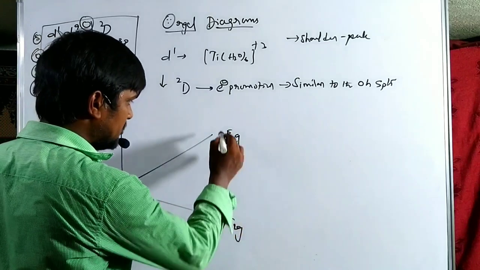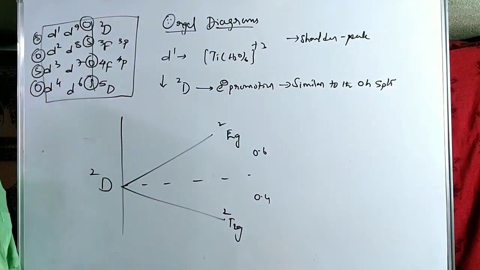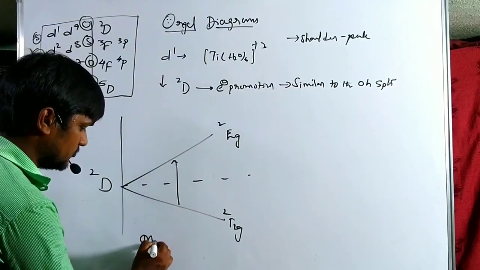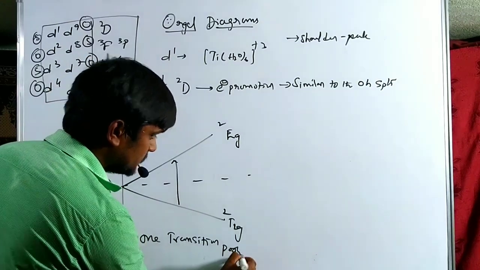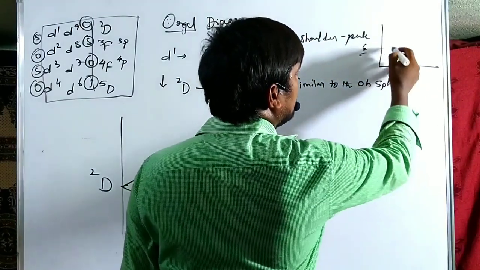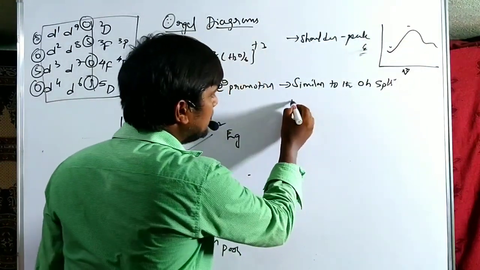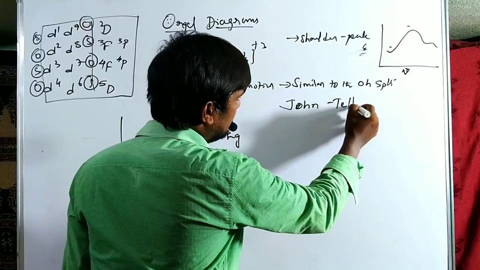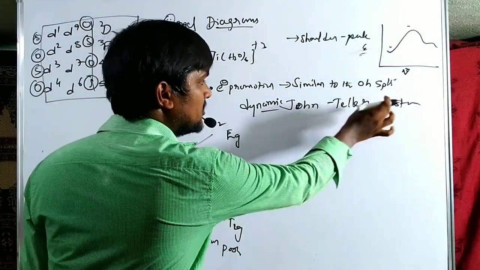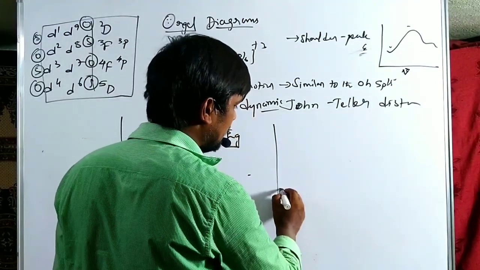The spin multiplicity is carried by each and every energy level. This is the barycenter. Here T2g is 0.4 and eg is 0.6, which we already know. Now 2T2g to 2Eg, only one transition is possible. But according to the experimental data, the plot of absorbance versus wave number gives a shoulder peak. We already discussed titanium hexaaqua, Ti(H2O)6 3+. The shoulder peak is due to the dynamic Jahn-Teller distortion. Due to the dynamic Jahn-Teller distortion, these eg and T2g terms are further split into two levels again.